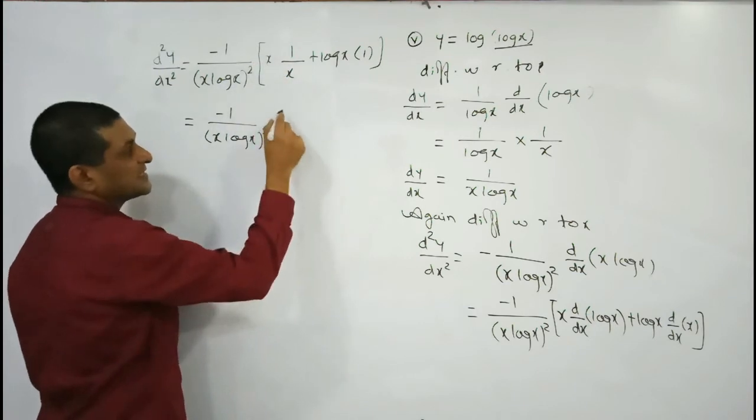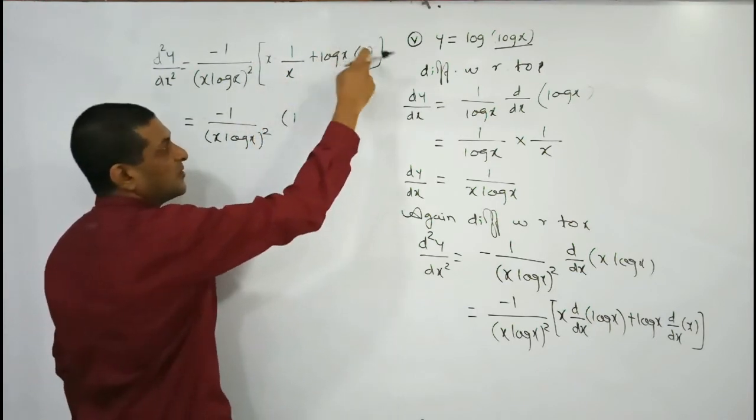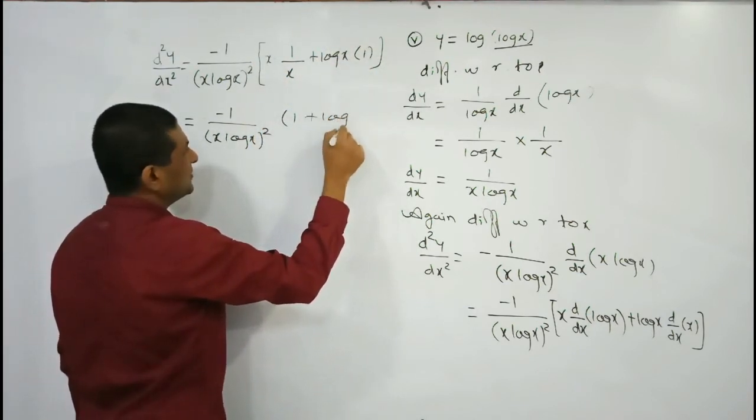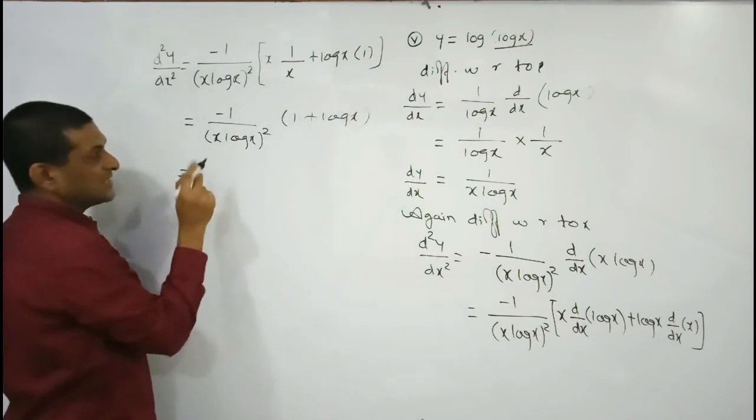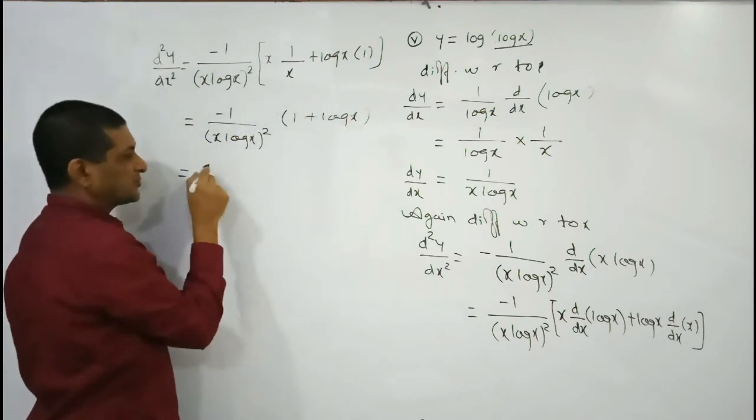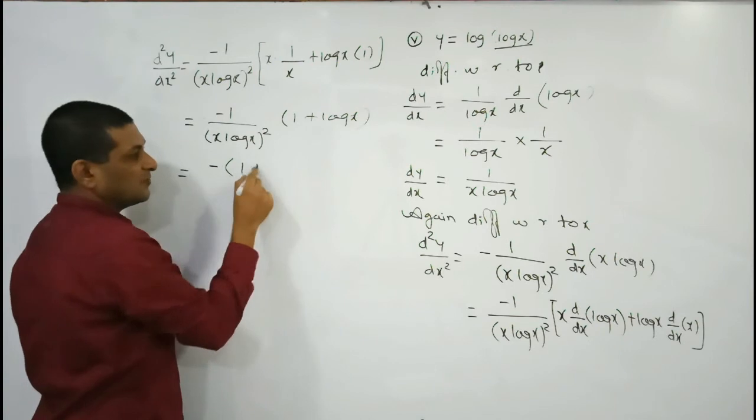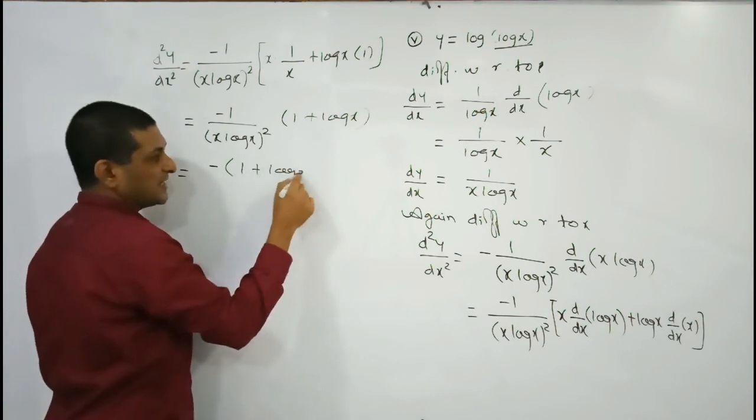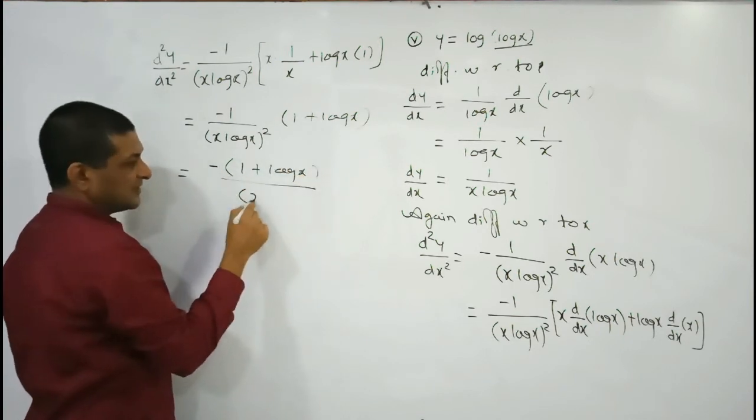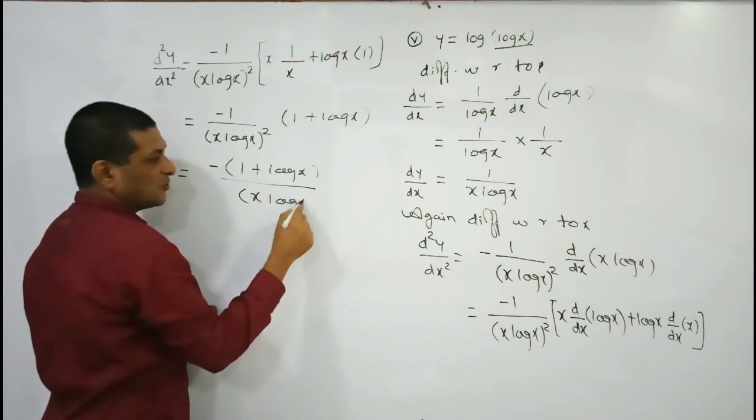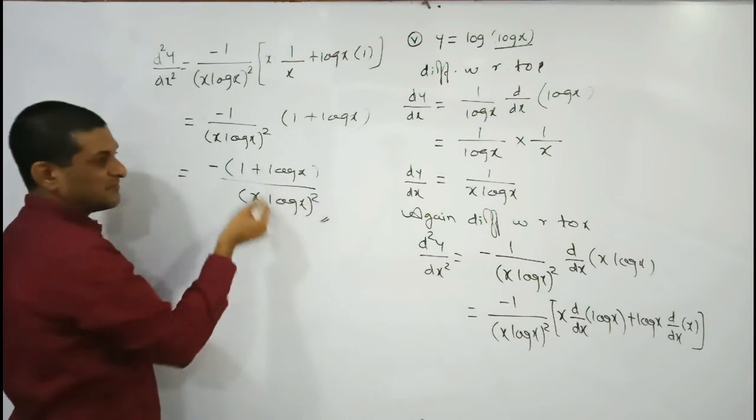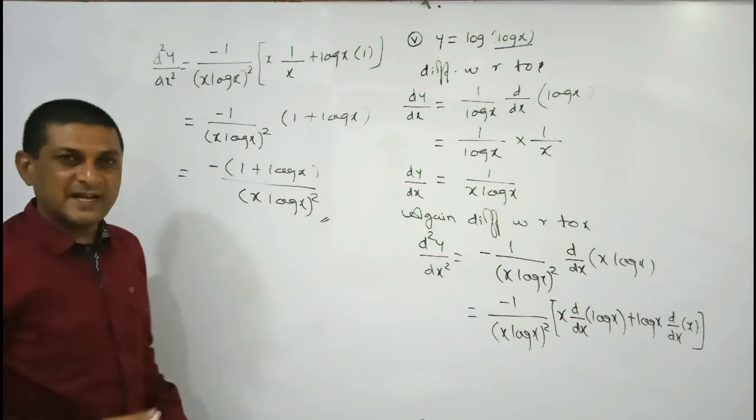Here the x's will get cancelled, so the remaining term is 1, and log x into 1 will be equal to what? Log x. So it can be written as minus 1. I am multiplying by minus 1 here, so we will get minus 1 plus log x, and in the denominator x log x whole bracket square, and this is the value of the second order derivative.